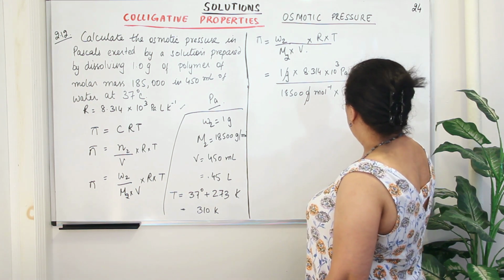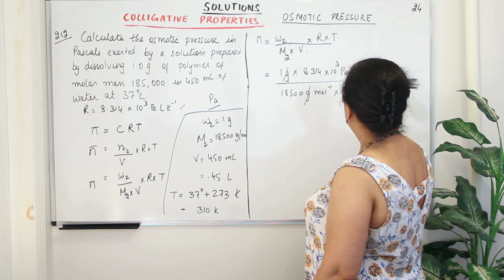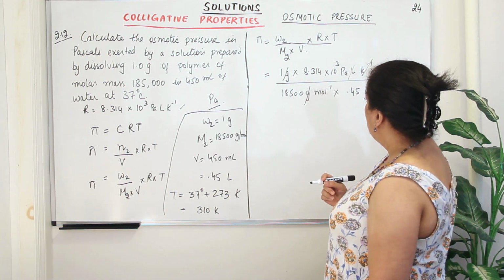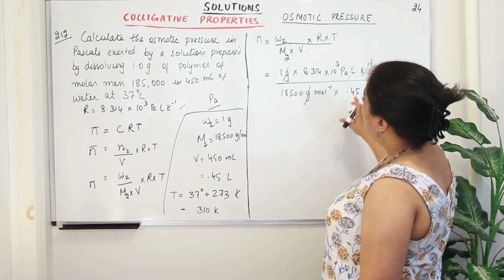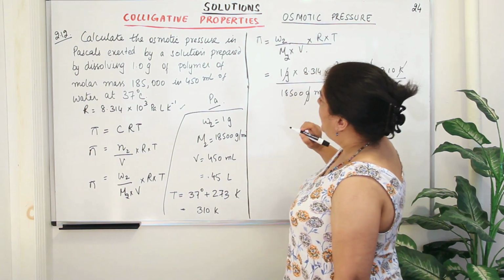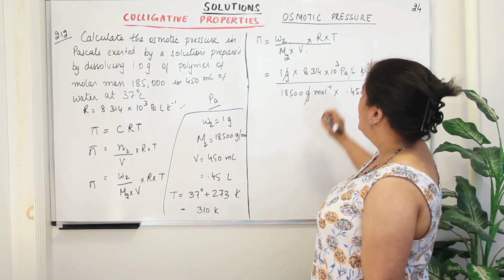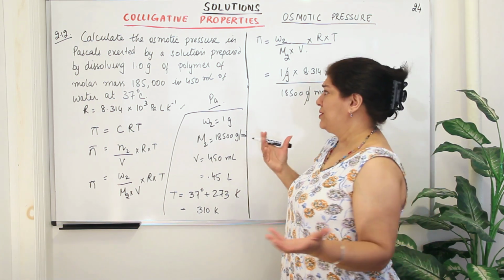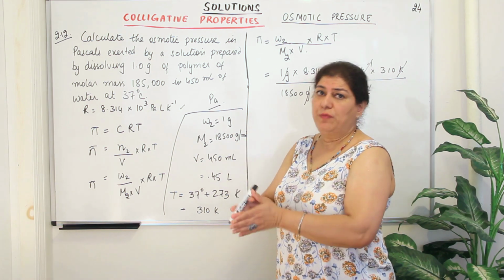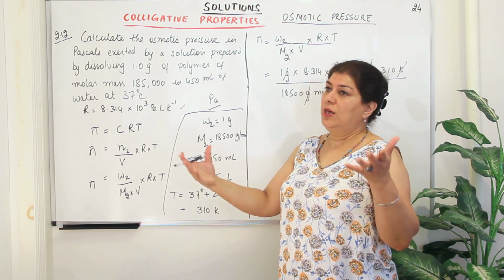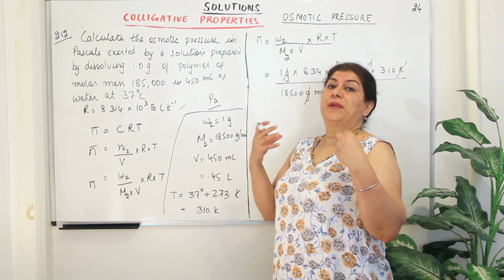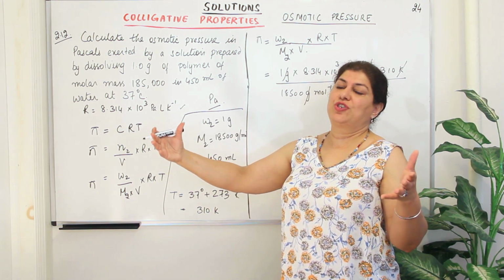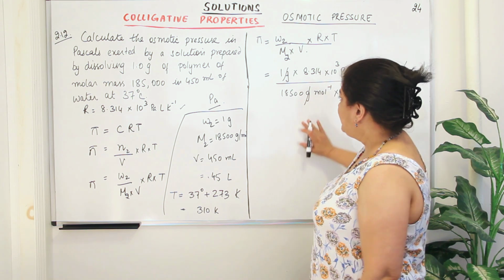Pascal should remain. Liter and liter get cancelled out. Per Kelvin and Kelvin get cancelled out. So you'll get the value of pi, that is osmotic pressure for a mole. So really per mole doesn't really matter. Osmotic pressure, whether it is for 1 mole or more, would remain of the solution, of the solute. The pressure on the whole will remain the same because the concentration of the solution remains the same.